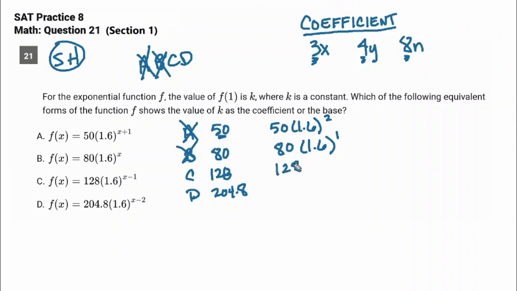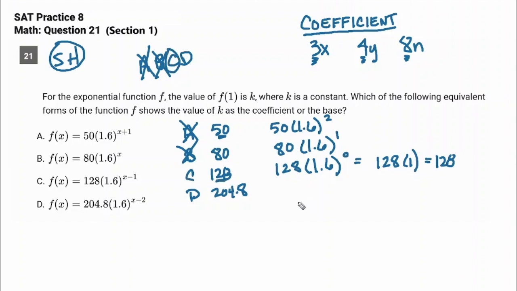128 times 1.6 to the x minus 1, to the 1 minus 1. What's that? 0. Alright, this is interesting. There's a rule here that you got to commit to memory and know. Anything to the 0 power is 1. So what is 1.6 to the 0 power? It's 1. So all of this is just 128. So when we did the function, do we end up with the coefficient? We do. So C is the answer.